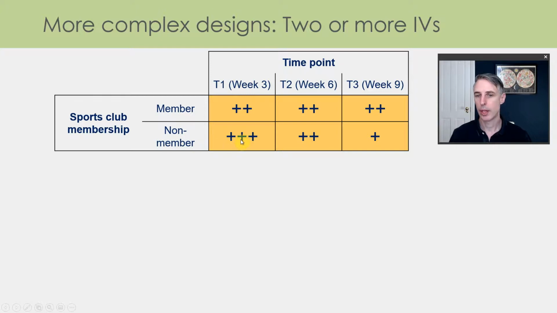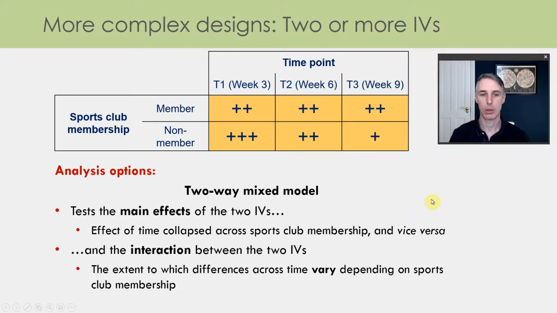So this is the decreasing trend that we saw earlier. Now the research is predicting that that's only going to happen for non-sports club members, with high consumption tailing off over the course of the term. Whereas for sports club members, they're predicting that that level of alcohol consumption is going to be a bit more stable across term. All right.